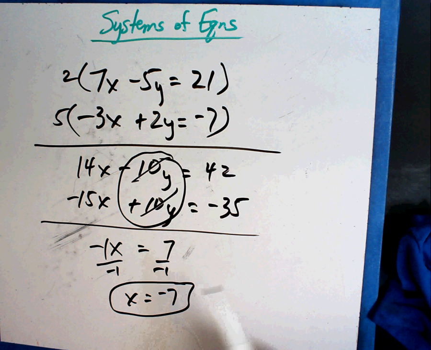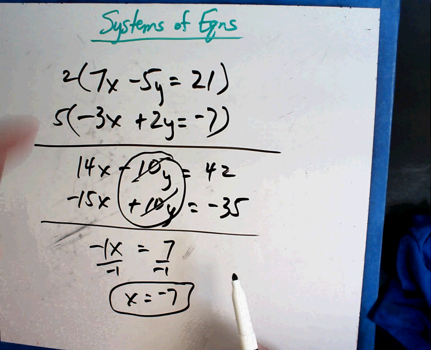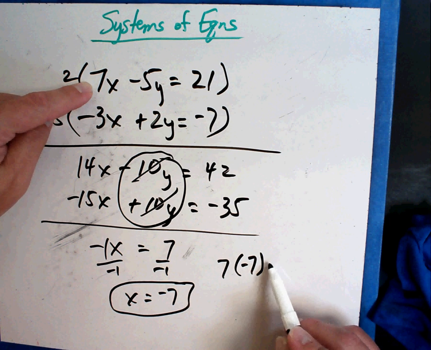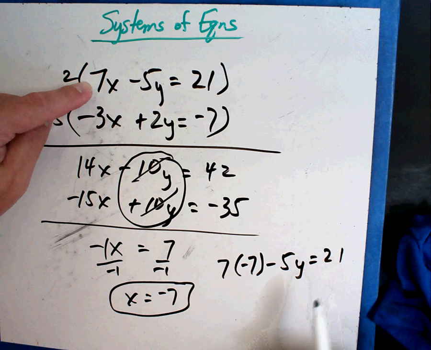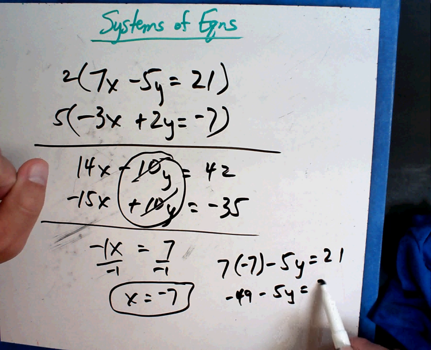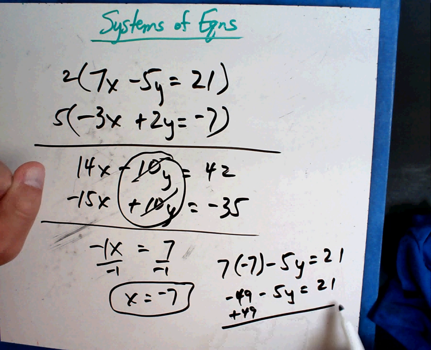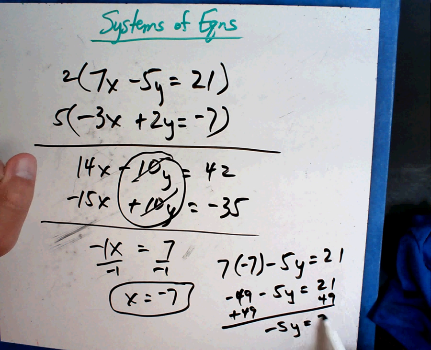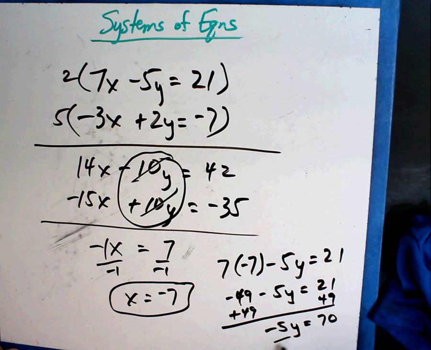I pick one of the equations to solve it out and see what I get. So we'll just go to the first one. 7 times negative 7, and minus 5y equals 21. So that's minus 49. Minus 5y, again, you've got to know your multiplication tables, plus 49, minus 5y equals 70. Divide by minus 5. Y equals minus 14. Let's see, that goes into that 14 times. Is that right? Yep. Those are my two solutions.